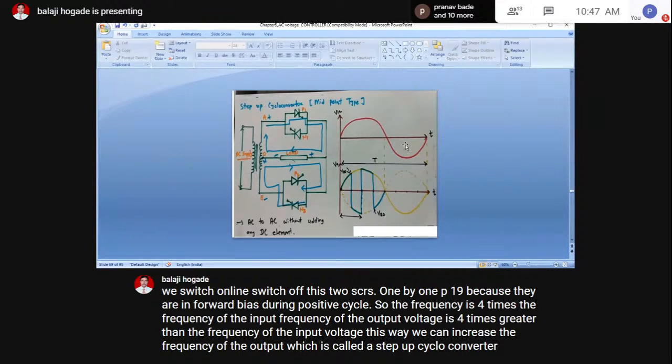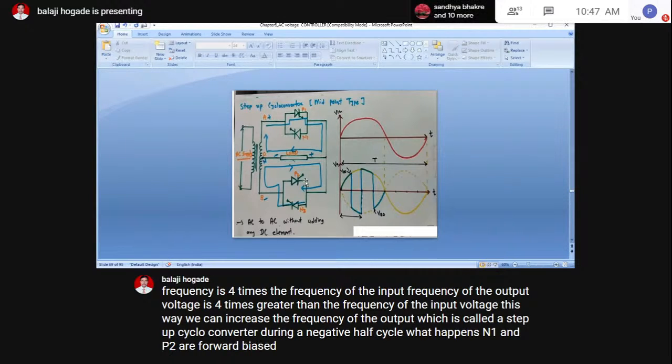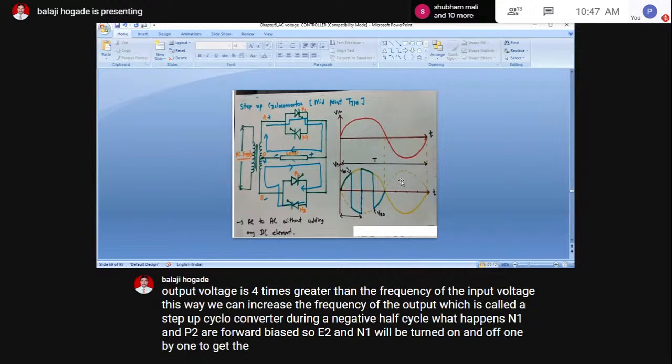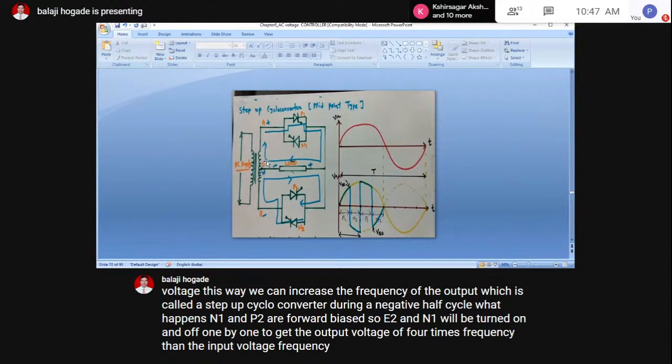During a negative half cycle, what happens? N1 and P2 are forward bias. So P2 and N1 will be turned on and off one by one to get the output voltage of 4 times frequency than the input voltage frequency. So how they will conduct?